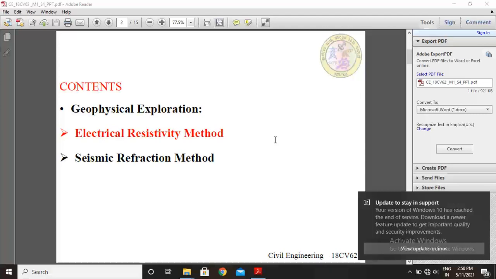Today's session 4 contents are prepared here. Those contents are geophysical explorations. This is the title of session 4. In geophysical exploration there are two methods. One is electrical resistivity method, second one is seismic refraction method. These two methods are studied in detail in soil exploration in the field.